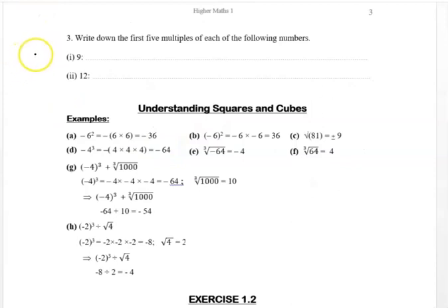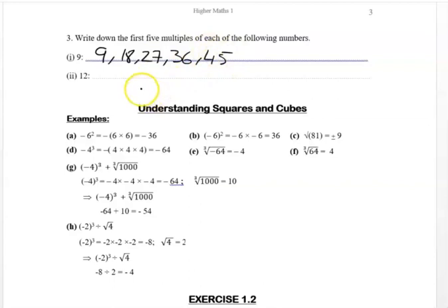Question 3. Write down the first 5 multiples of each of the following numbers. Now the first 5 multiples of 9 is going to be the first 5 numbers in the 9 times table. So we have 9, 18, 27, 36, and 45. It's as simple as that.